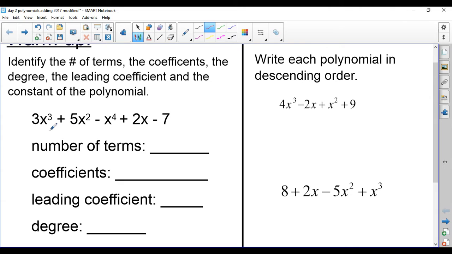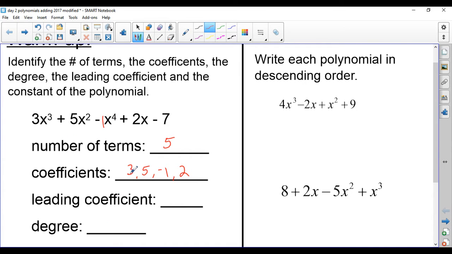The number of terms are separated by addition and subtraction. So here I have 1, 2, 3, 4, 5 terms. What we learned yesterday is that I would just name this as a polynomial with 5 terms. The coefficients are all the numbers multiplying the variables. 3, 5. Here I have minus x to the fourth, so my coefficient is the -1 and 2. Coefficients must have a variable with them.